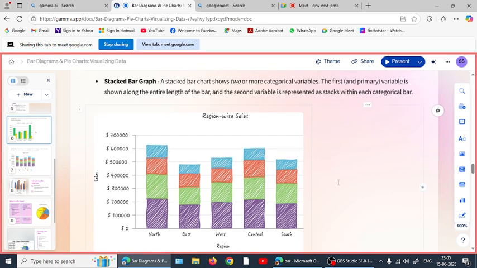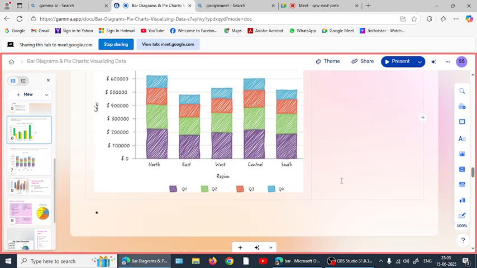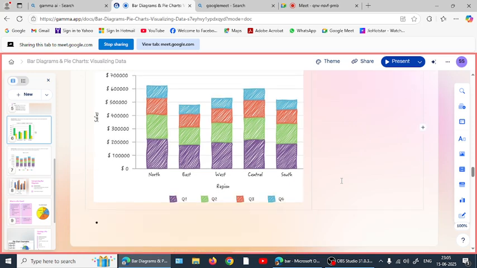In this case also it is for a comparison study, but here every categorical variable is plotted one above the other. It is represented as a stack, each drawn one above the other. That's about the stacked bar graph.